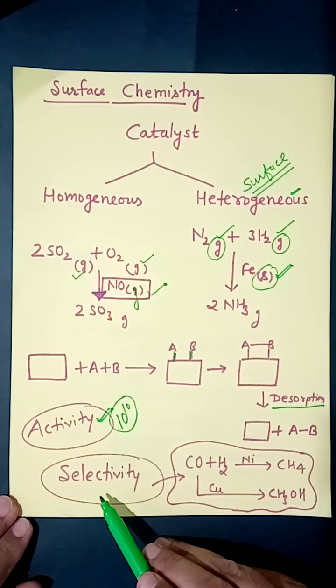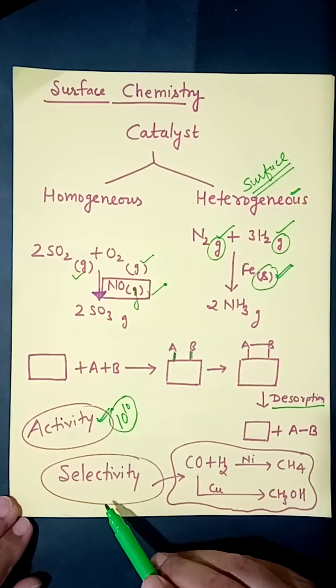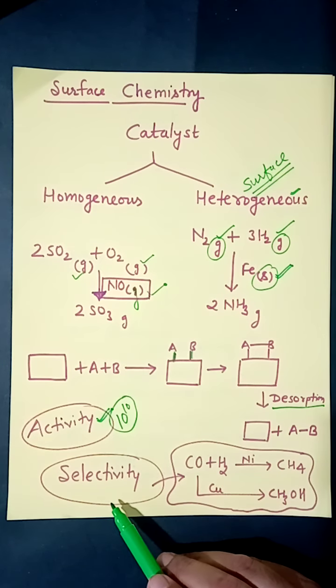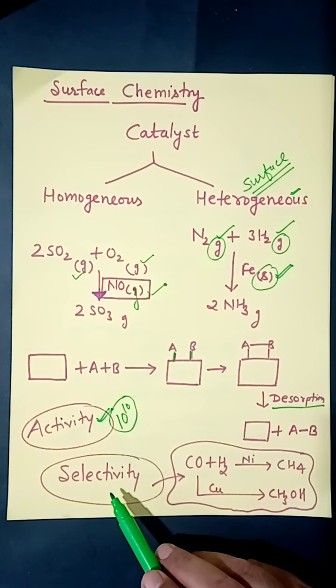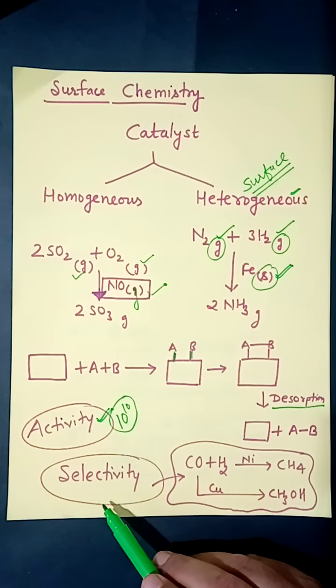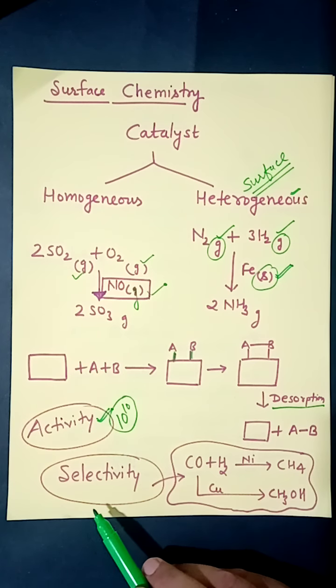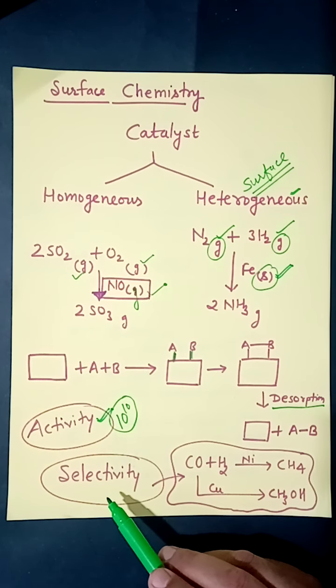Another property of catalyst is selectivity. Now selectivity is a very important property of a catalyst. So far you know that catalyst increases rate of reaction, but after this property you will remember that catalyst also decides the nature of product. Simply, catalyst decides the type of product.